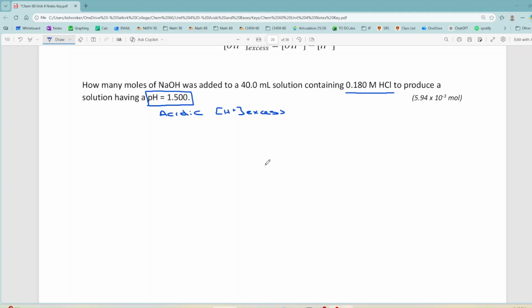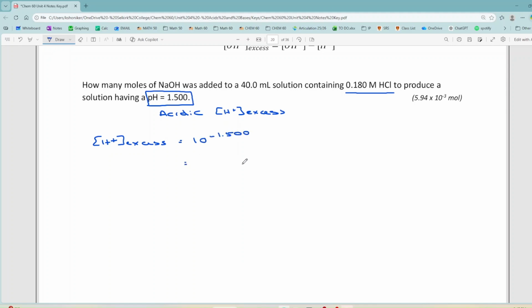Okay, so this solution has a pH less than 7, so it's acidic. So we're going to have hydrogen ions in excess. From pH, you find the hydrogen ions in excess by doing 10 to the negative pH. Let's type into our calculator 10 to the exponent negative 1.5, and we get a concentration of 0.0316 moles per liter, to 3 sig figs.